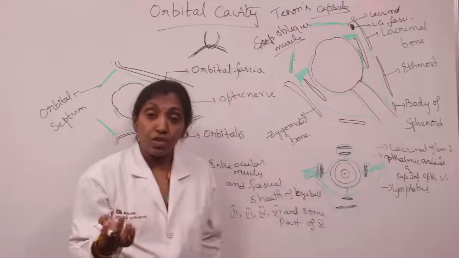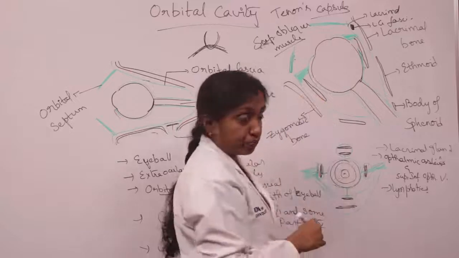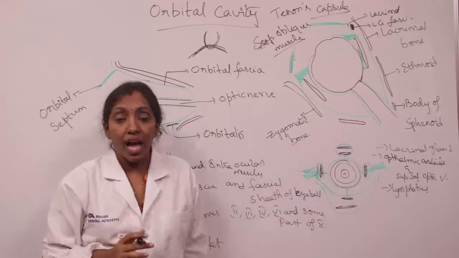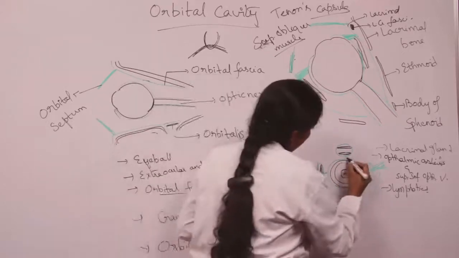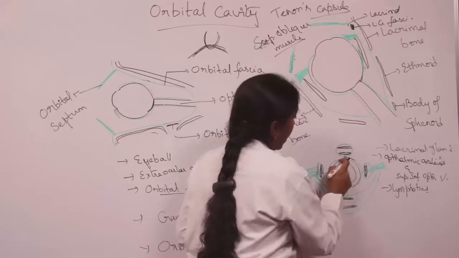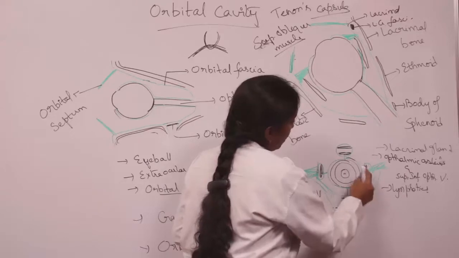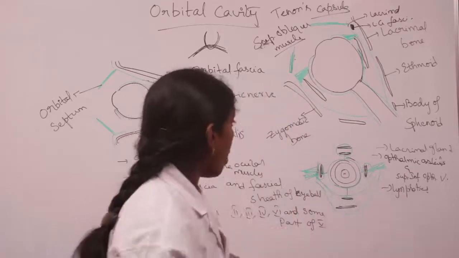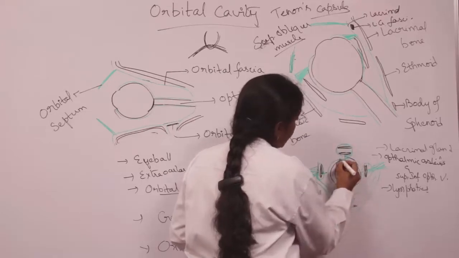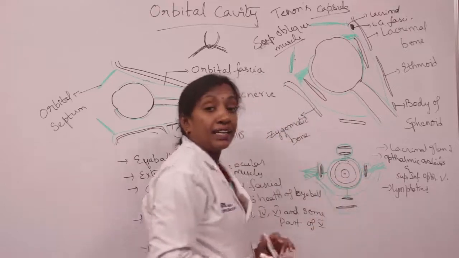Coming to the expansions of the facial sheath of the eyeball, there are three expansions. First of all, it forms a tubular sheath around each tendon of the eyeball. See here, the green one around the eyeball is the facial sheath of the eyeball. It forms a tubular sheath around the tendon of each extraocular muscle of the eyeball, and this is the facial sheath, or Tenon's capsule.